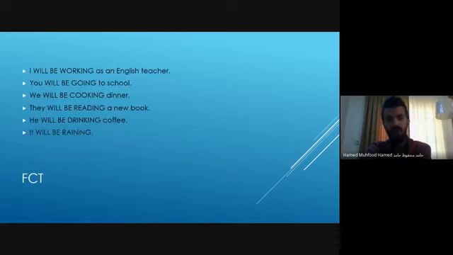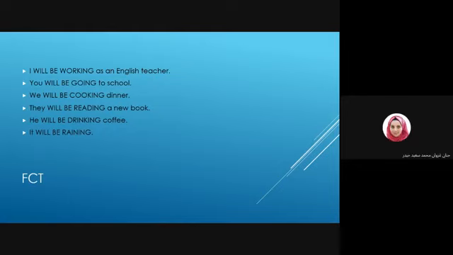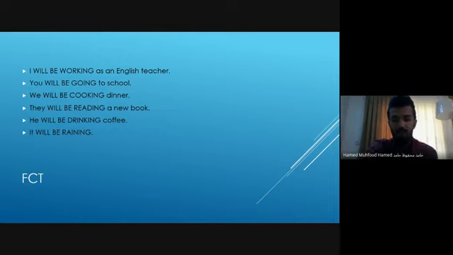So who can give us more examples about affirmative sentences in the future continuous tense like these ones? Can you give us another example? Hanan? I will be keeping the promise.